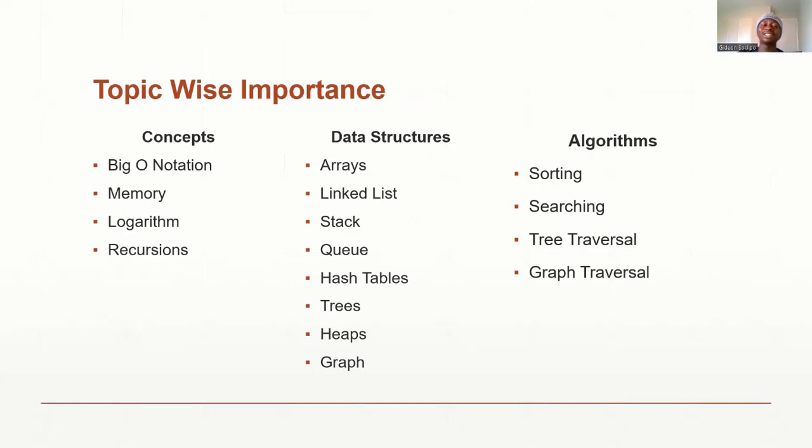few stuff that are very important, like Big O notation. We need to understand what Big O notation means. We need to understand how it applies to memory, logarithm concept, and recursion. Then we'll move into data structures, and we'll be touching majorly arrays, linked lists, stacks, queues, hash tables, trees, heaps, and graphs. Then we'll be talking about the algorithms to use over these data structures, and those algorithms basically are sorting, searching, tree traversal, graph traversal, and the likes.